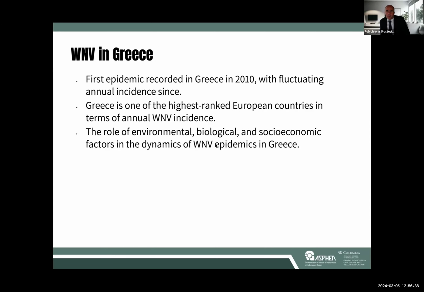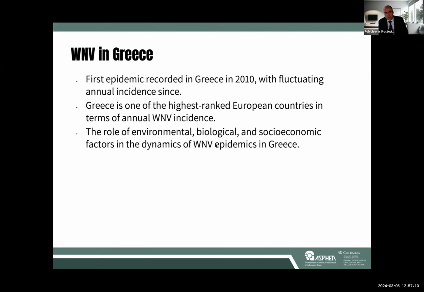So we had some sporadic cases in Greece since 2008, but I would say that the first epidemic was recorded in 2010, and ever since we have fluctuating incidence. But we have a persistence of the virus. I can say that we're endemic. Every summer we have cases, and Greece, along with other Mediterranean countries, I have to say, is one of the highest ranked European countries in terms of annual West Nile virus incidence.